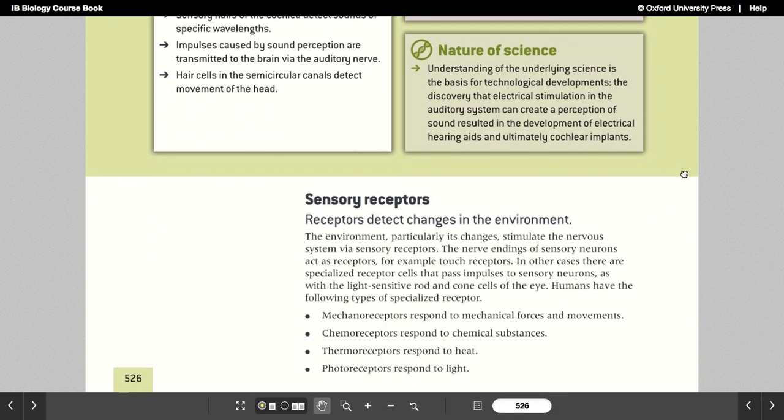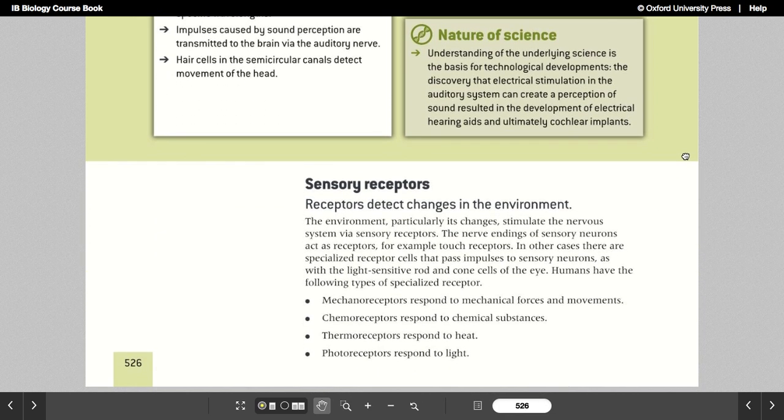So you guys definitely want to know those structures. Our brain is kind of sitting inside of our head, and it doesn't really get any information on its own. So it has to get information from our sensory receptors, which are going to be close to the outside of our body because we need to know what's going on outside of our body.